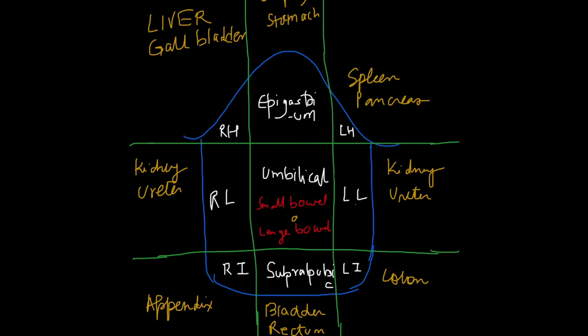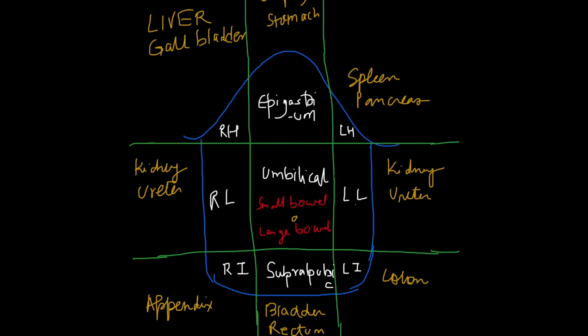In right lumbar region, kidney and ureter are present. So diseases causing pain here are ureteric colic, pyelonephritis, renal abscess, acute renal vein thrombosis. In left lumbar region also kidney and ureter are present. So same diseases except that it is for the left kidney.